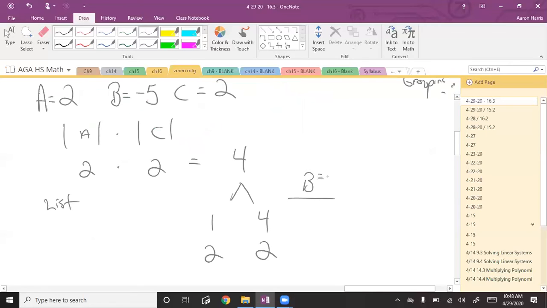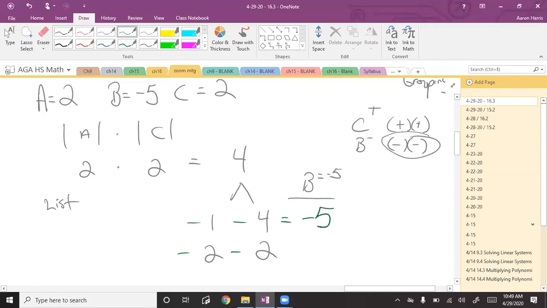So now B is equal to negative 5. C is what kind of number? Positive. B is what kind of number? Negative. I have positive, positive. I have negative, negative. Which one are you going to choose? The bottom one. Good. So negative, negative. Negative 1, negative 4 gets me to what? Negative 5. Good. Negative 2, negative 2 is negative 4. Which one works? The top one. So I circle it, okay?